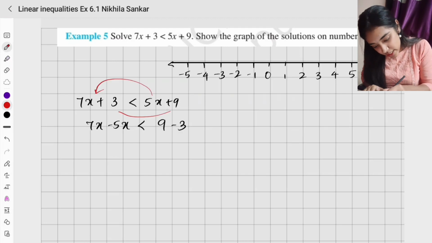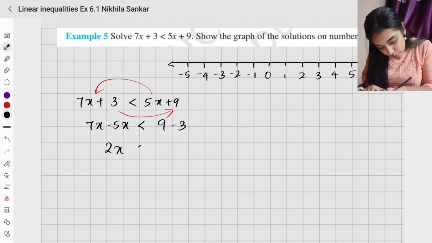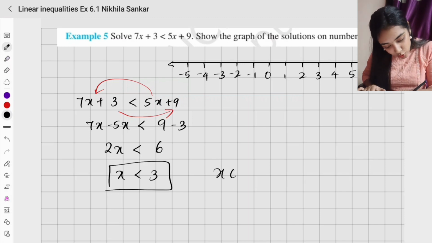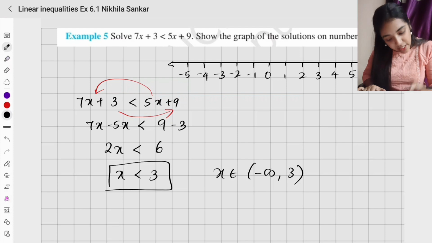So here I have brought 5x, and here I have brought 3. Okay, that is all I did. Now I have 2x less than 9 minus 3, which is 6. So x is less than 3. So this is my solution. It will be x belongs to minus infinity until 3, not including 3.